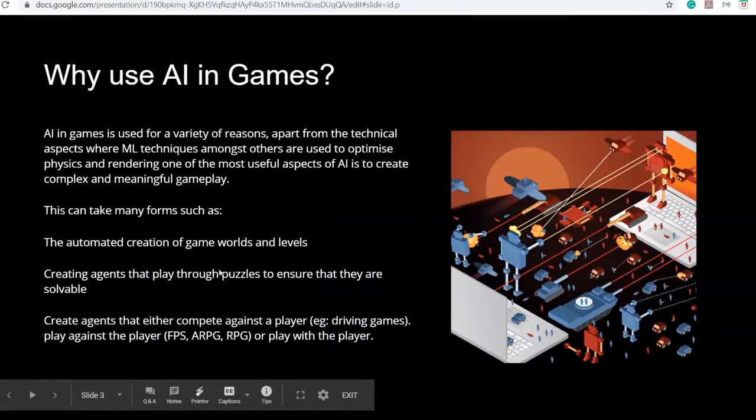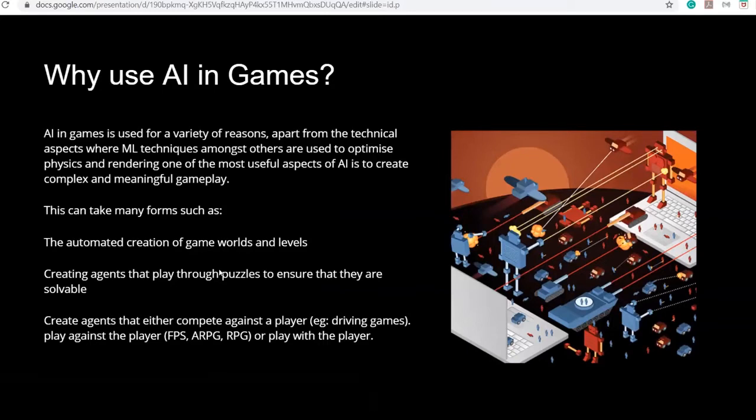So why use AI in games? AI in games is used extensively in a number of different areas. This ranges from use in game engines, such as techniques that are used to optimize the physics as well as the rendering of game engines, to other areas that deal with game content. For example, procedural level generation, which are a set of techniques that are used to generate game levels in game worlds. Other aspects include agents that solve puzzle games. These techniques also go very well with procedural generation, as these agents can be used to verify if the level that you generated through AI is actually solvable or not.